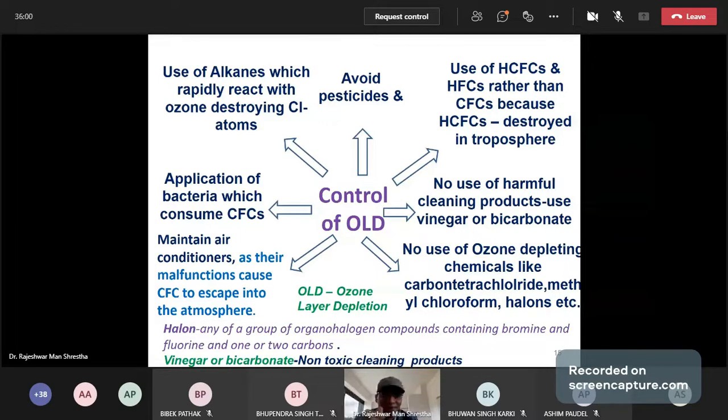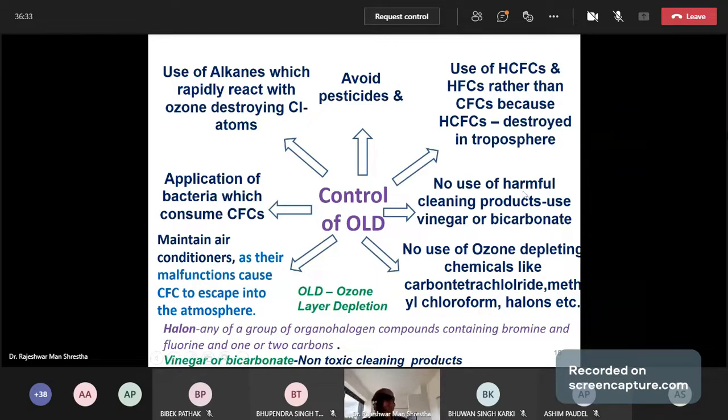And avoid the use of pesticides and insecticides. Then the application of certain bacteria has been investigated, and they will consume ozone-destroying substances. So you have to apply certain types of bacteria. And use hydrogen-containing chlorofluorocarbon rather than CFC, because these hydrogen-containing chlorofluorocarbons will be destroyed automatically in the troposphere. So it is less harmful than CFC.